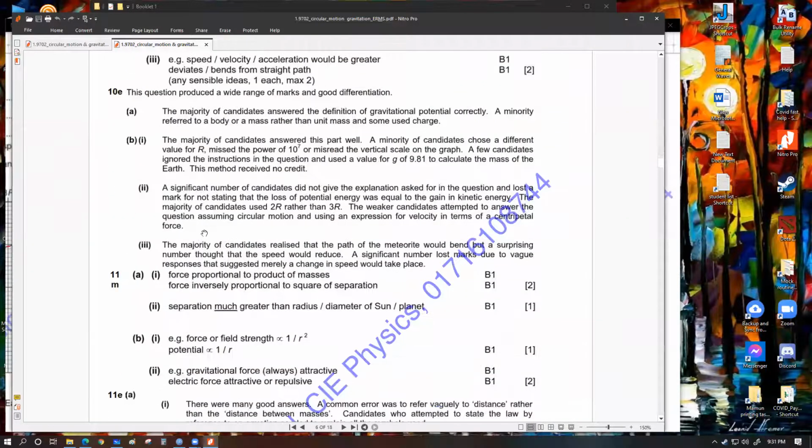If you have a look at the examiner's report, the majority of candidates realized that the path of the meteorite would be bent, but a surprising number thought that the speed would reduce. A significant number lost marks due to vague responses that suggested merely a change in speed would take place. You cannot simply write that there will be a change in speed. You have to specify what kind of speed change it should be. Makes sense to me, but does it make sense to the rest of you?